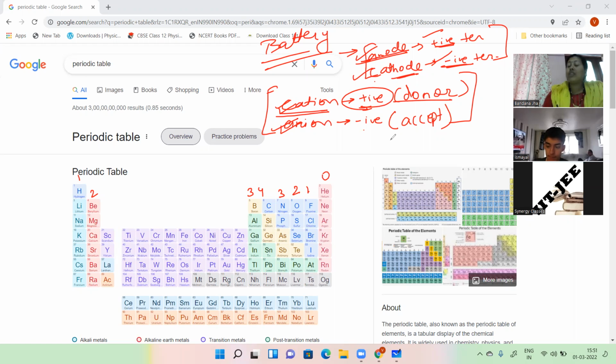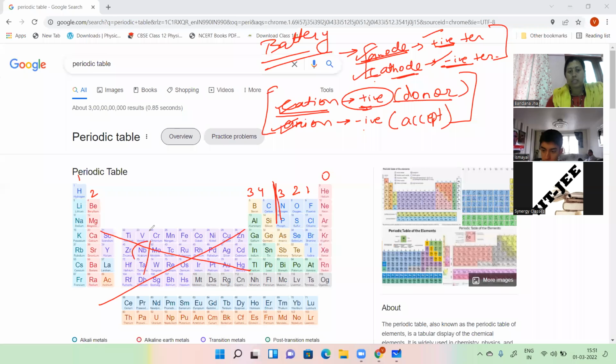Similarly, if any element gives electrons, it will become what? Positive charge, right? Because it has donated the electron. An electron is negative. If I give it to someone, then I will have a positive charge. So you don't have to remember it if you understand the concept. Now is this clear?